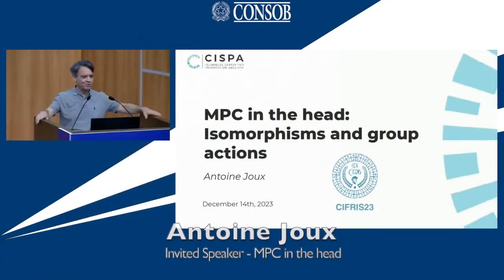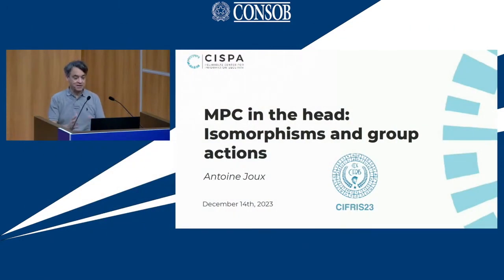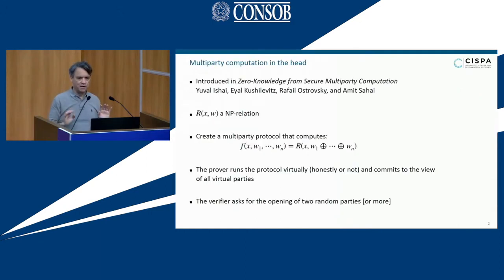Okay, so today I want to speak about multi-party computation in the head, because it's something that is really interesting and that has been seen a lot recently to create a signature scheme for post-quantum crypto. But I find that it's a little bit difficult to understand. And what is multi-party computation in the head?